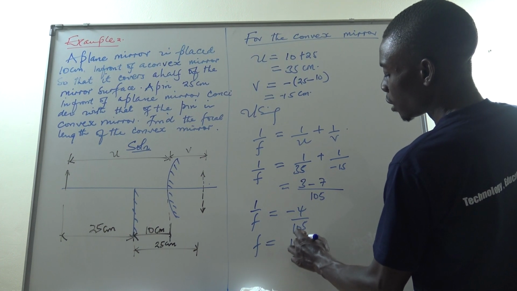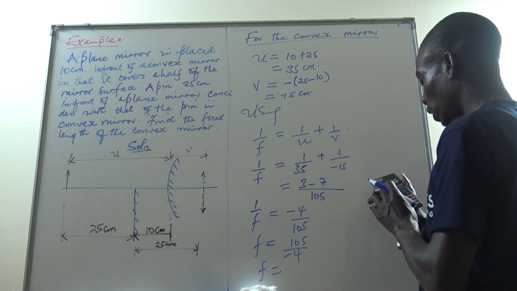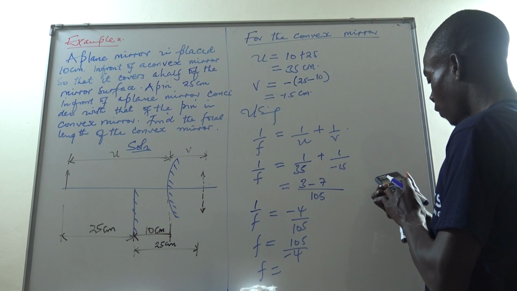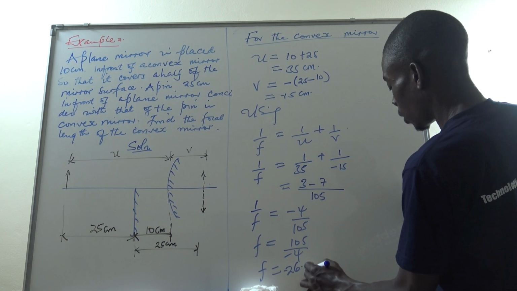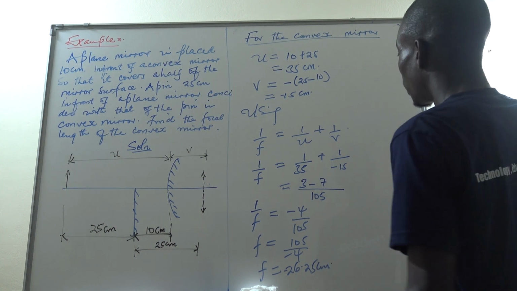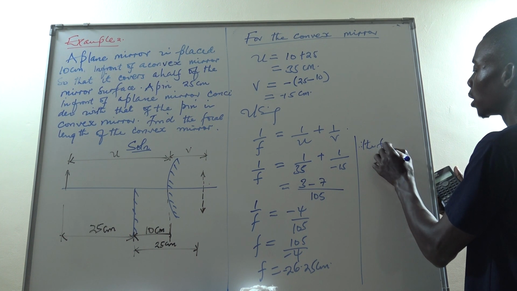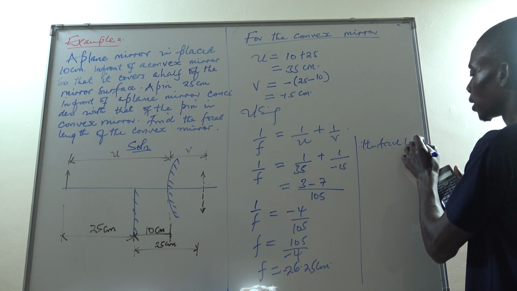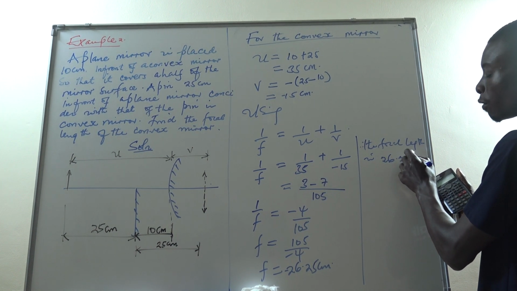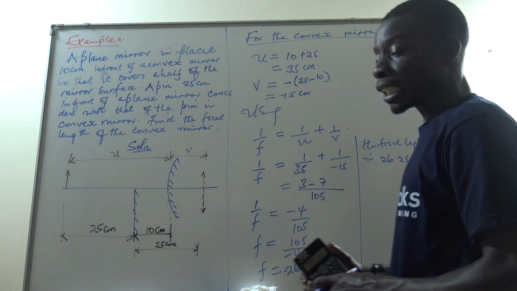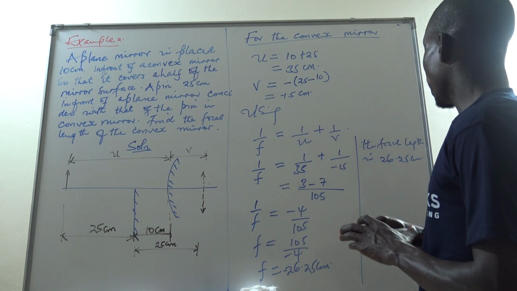And f is 105 divided by negative 4, and f equals negative 26.25 centimeters. Okay, so the focal length, therefore, the focal length is 26.25 centimeters. That is the focal length for our convex mirror.